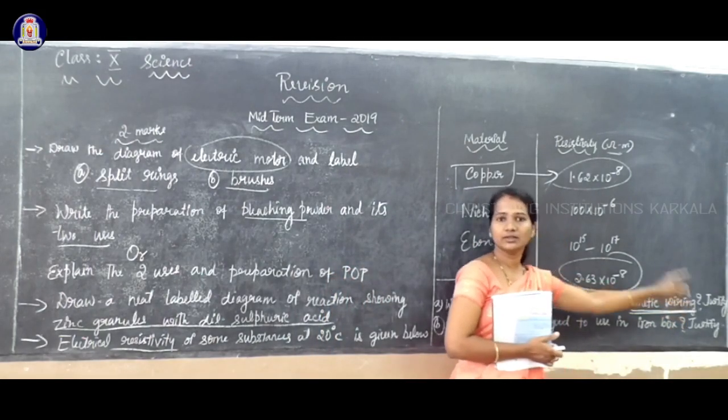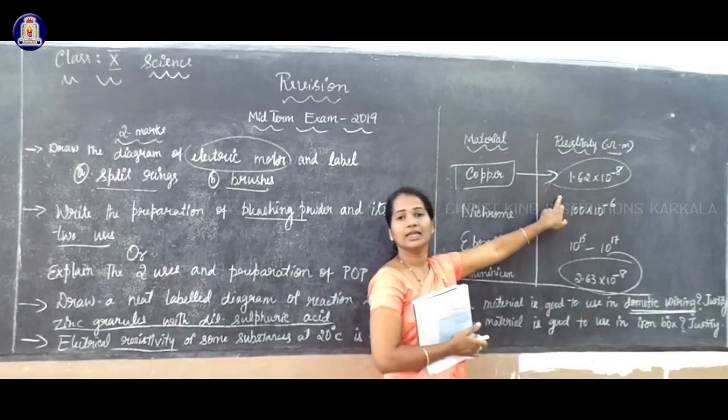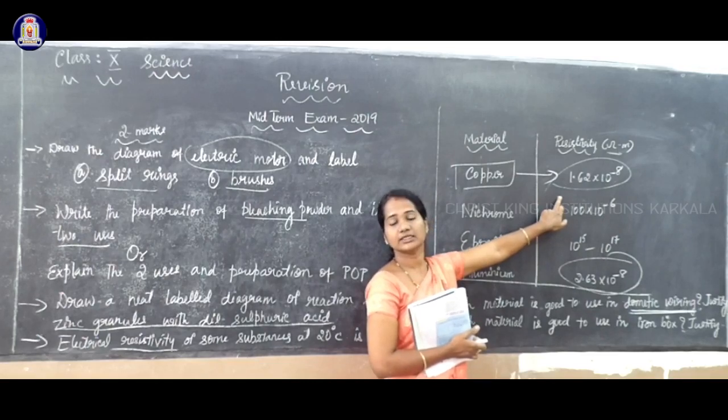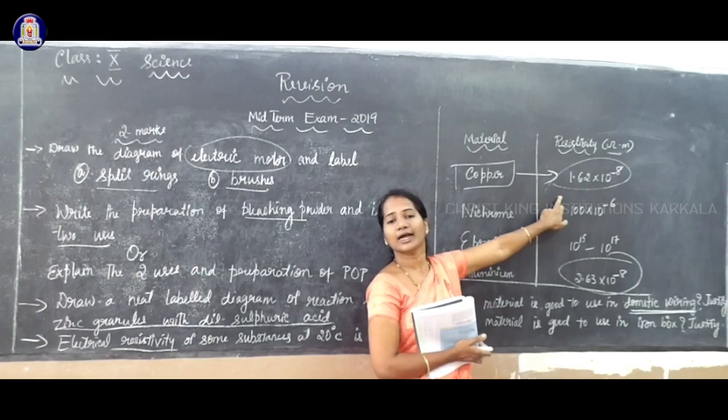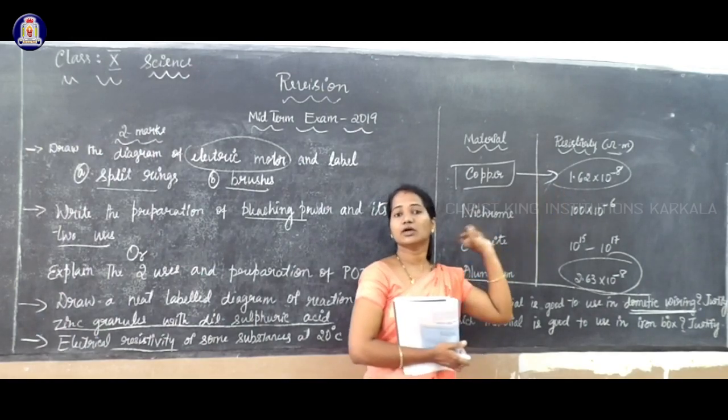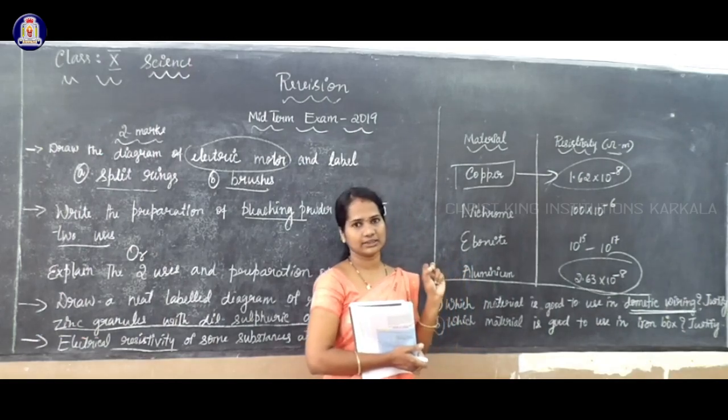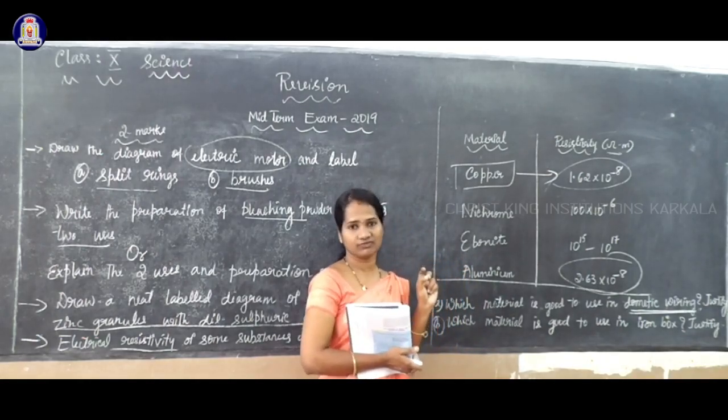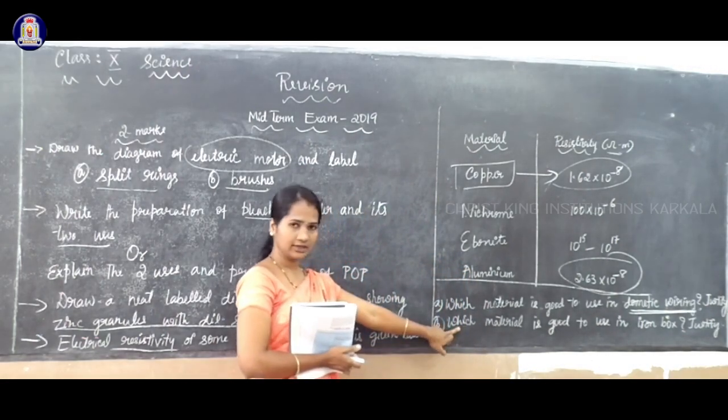Justification: give the reason, because it has less resistivity. Its resistivity is less. Therefore, it is a good conductor of electricity. It conducts more. That is the reason, the justification. Go to the second question.